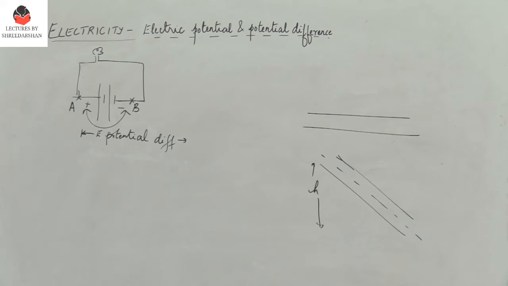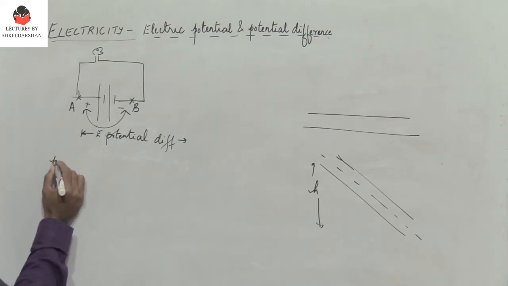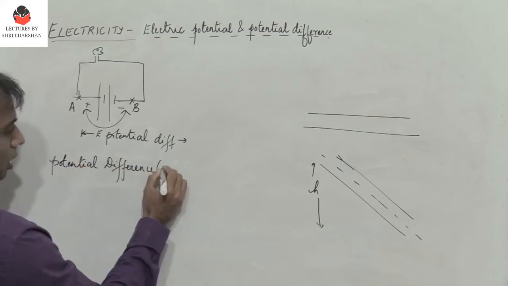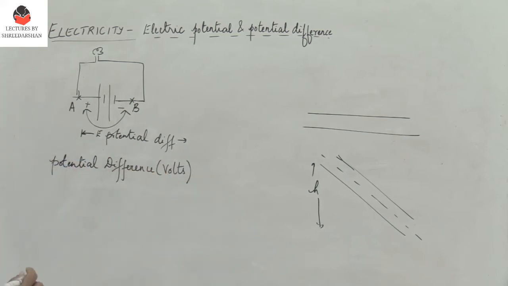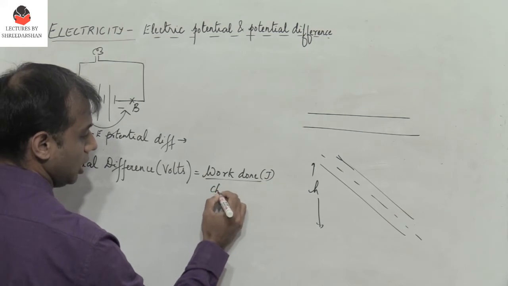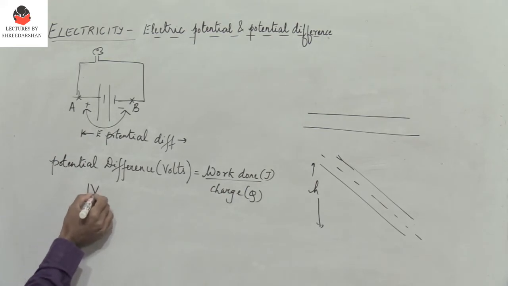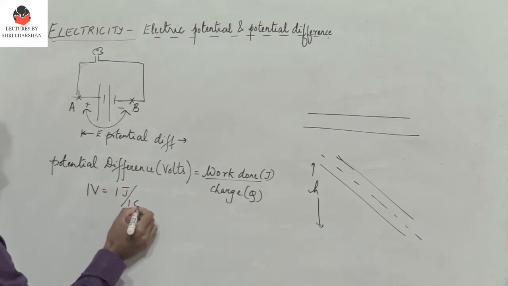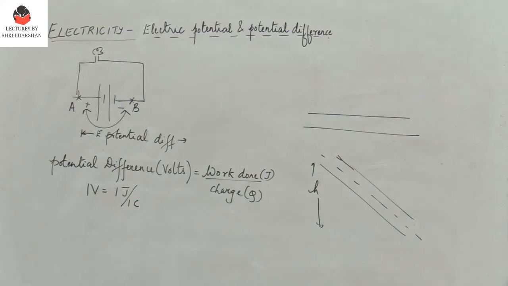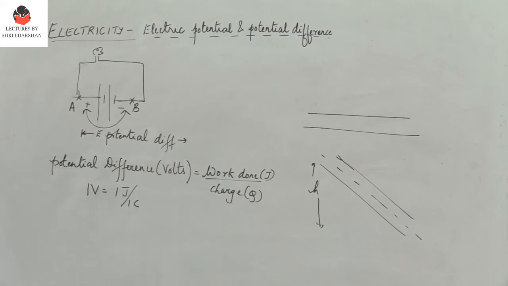The electric potential difference, which is measured in volts, is nothing but the work done, whose unit is joules, divided by the charge Q. So how do we define 1 volt? 1 volt is nothing but 1 joule divided by 1 coulomb. 1 volt is the potential difference between any 2 points in a current carrying conductor where 1 joule of work is done to move 1 coulomb of charge from one point to another.